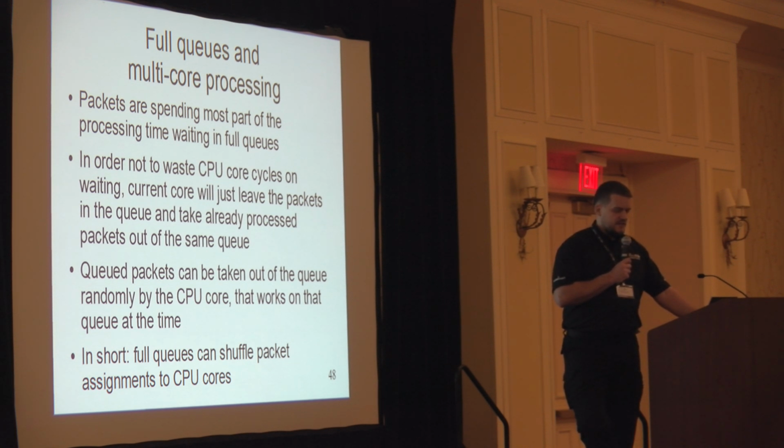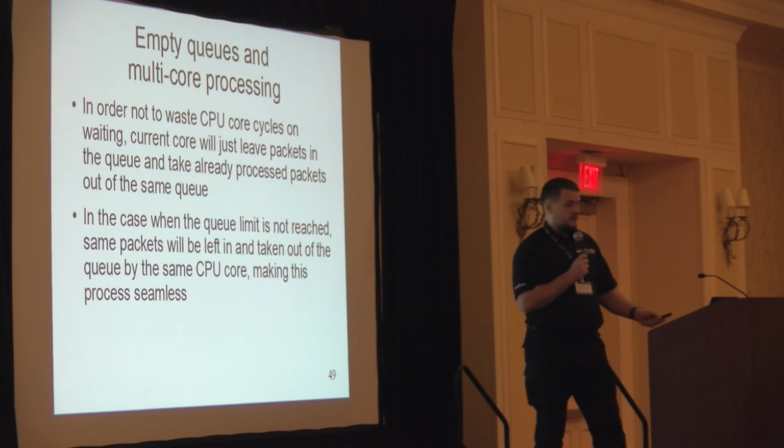So queue packets are taken out of the queue by a random core that works at that queue at that time. That means that if you have queues that actually limit traffic, it will shuffle CPU cores that work with that TCP traffic. And do you remember what happened when we introduced many cores working with the same TCP stream? Out of order packets. So actually that will have the biggest impact that your actual queues have on your TCP stream.